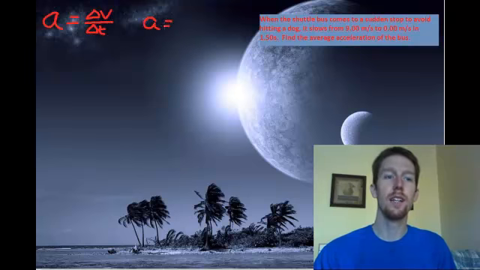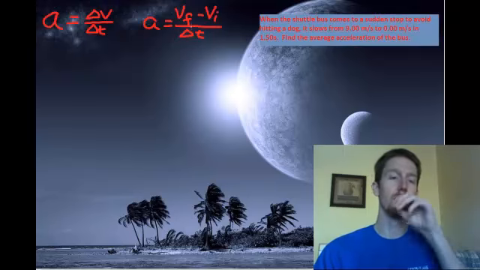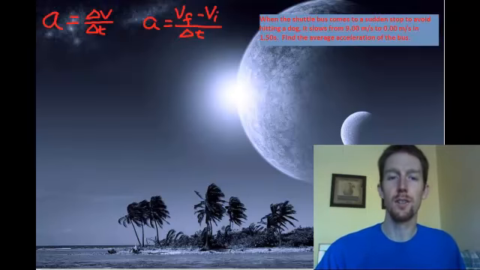Now, to first find this acceleration, we need to know the equation for acceleration. The equation here is the acceleration is equal to the change in velocity in a time period. Or another way you can write this equation is a equals the final velocity minus the initial velocity, all over the time period. The second equation will be useful to us, so let's go ahead and start.